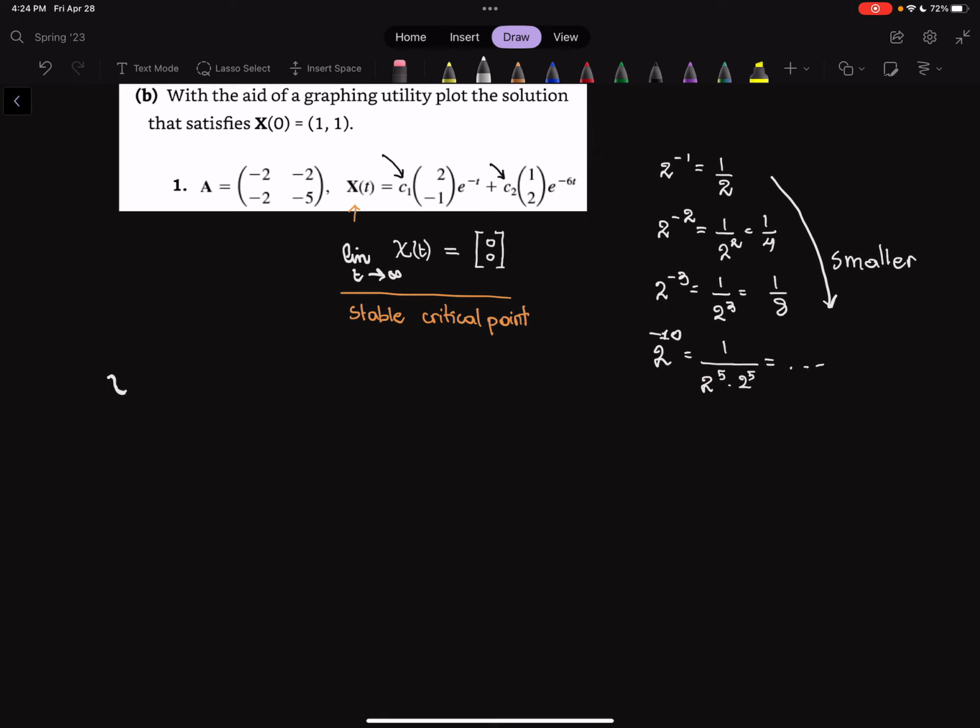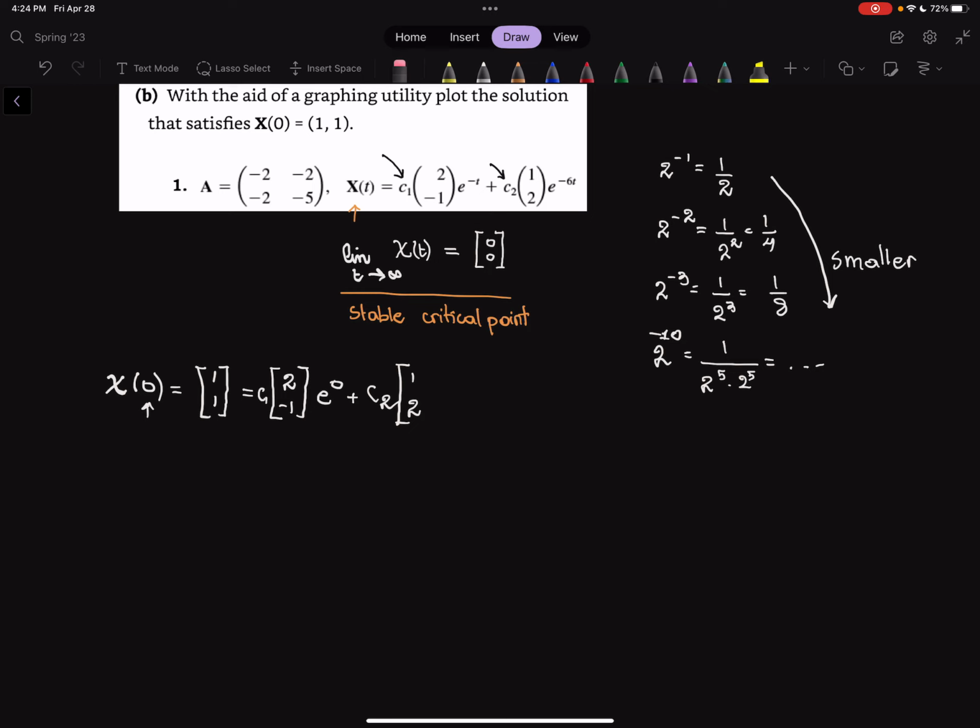So let's go and write x of t, nope, because they tell us x of 0 is equal to 1, 1. We switch from horizontal to vertical matrix, is equal to C1 times 2, minus 1, e to the 0, we're substituting 0 for t, plus C2. That's why they're called initial conditions, because they start when the time is 0 in the model.